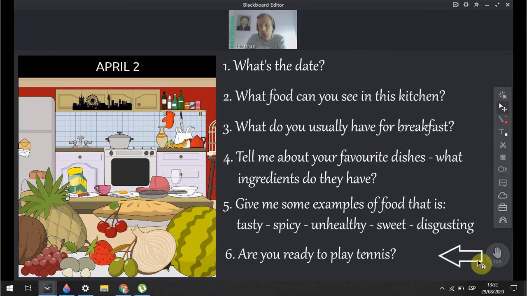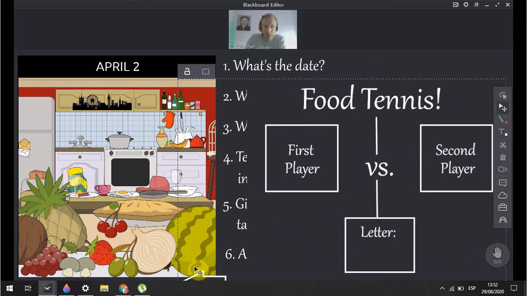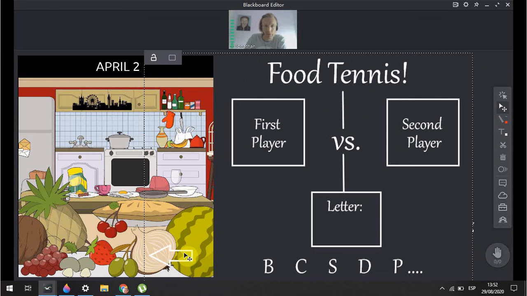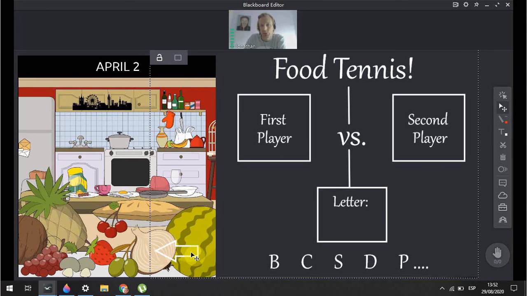This is about food. Again, we have an activity, a type of game, food tennis, two teams, two players, whatever. They start with the letter B. So the first player, banana, beef.